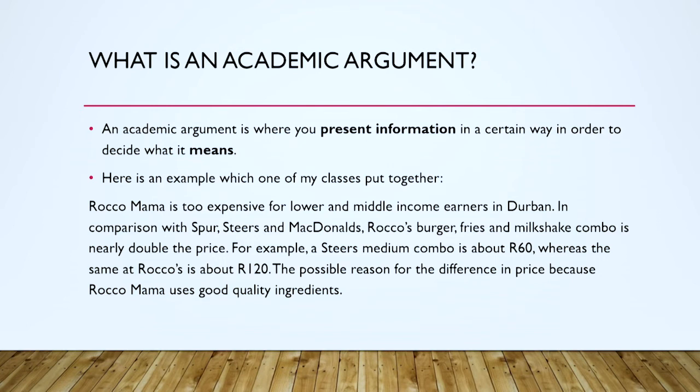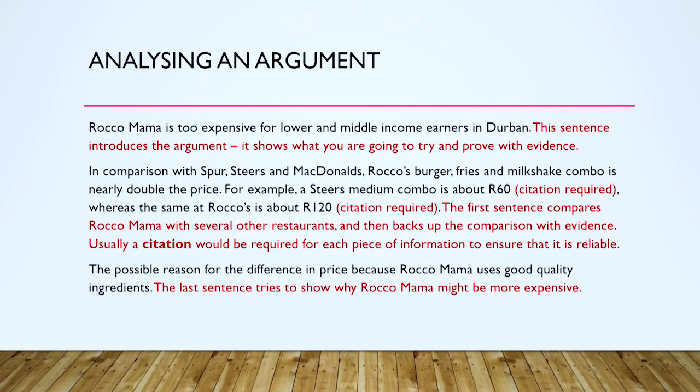RocoMama is too expensive for lower and middle income earners in Durban. In comparison with Spur, Steers and McDonald's, Roco's burger, fries and milkshake combo is nearly double the price. For example, a Steers medium combo is about 60 Rand, whereas the same at Roco's is about 120 Rand. The possible reason for the difference in price is because RocoMama uses good quality ingredients. Let's have a look at this now and what kind of an argument it is.